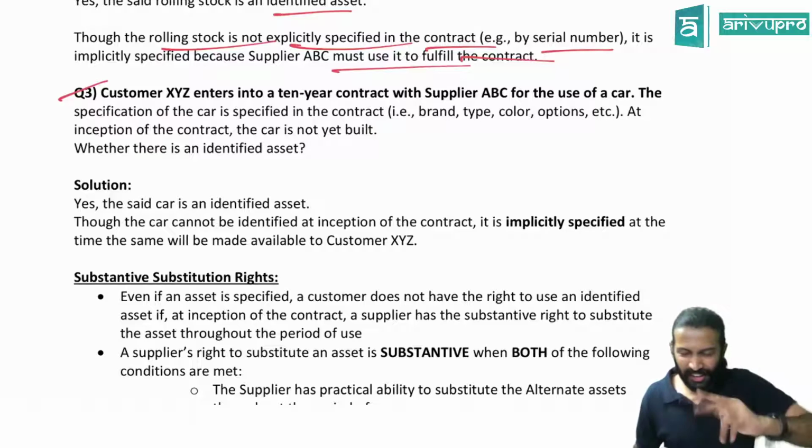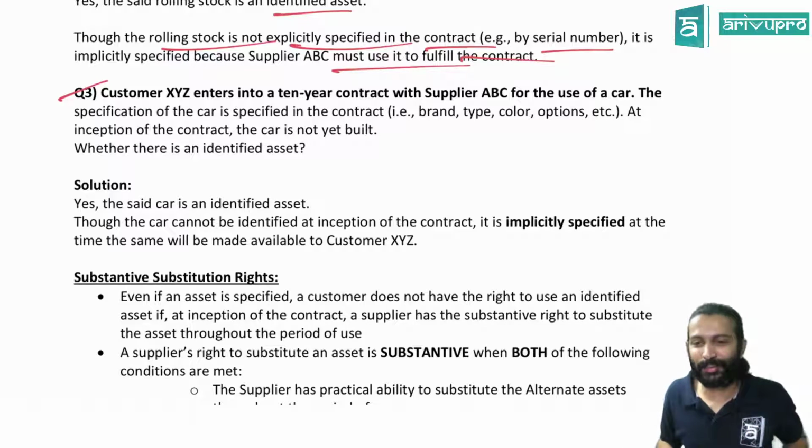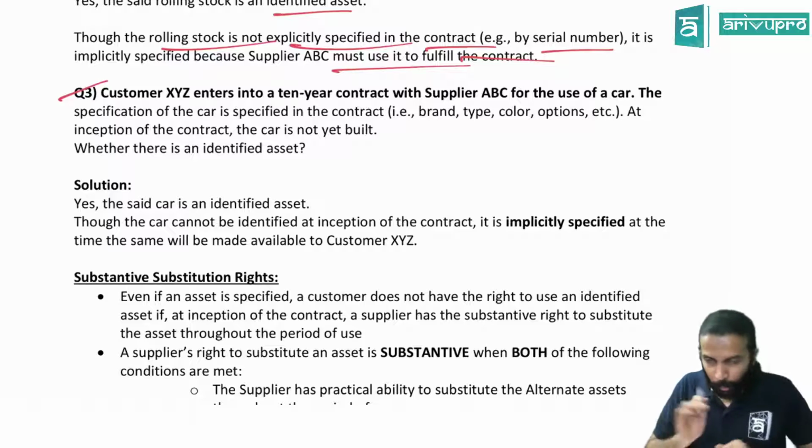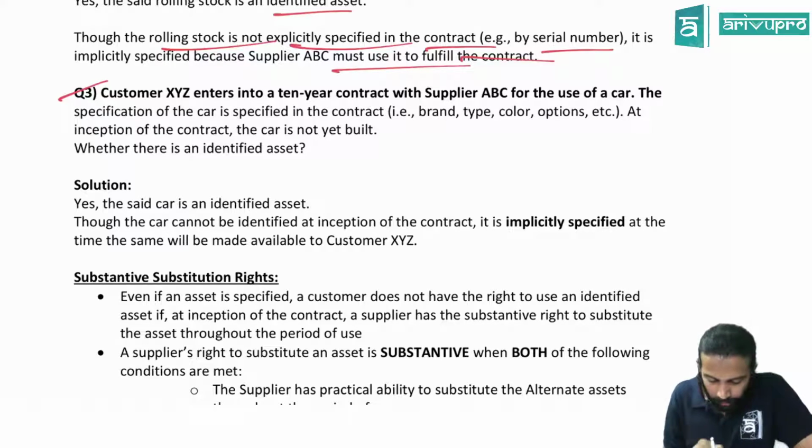Because if I keep jumping, even this concept will be distorted. I'll put that one on hold. Next, question number 3. XYZ enters into a 10-year contract with a supplier ABC for use of a car. Again, sir, we are not buying a car. It's a contract to use a car. That means a lease characteristic.